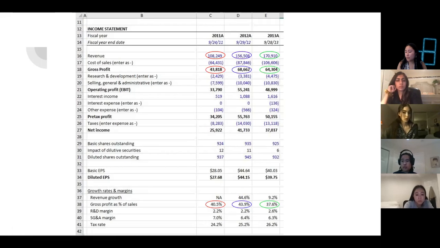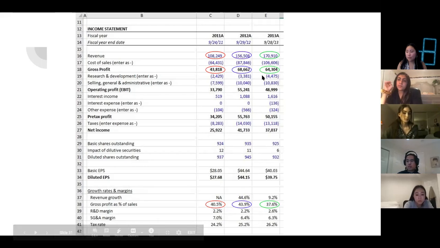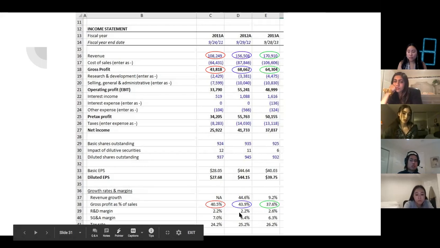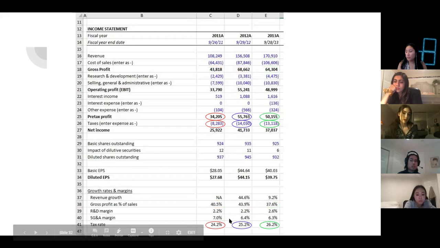Again, you can also get other percentages too, like the gross profit as a percent of sales. You would just take the gross profit divided by the revenue. You can quickly just use your calculator function, and you can get all these numbers as well. So when you look back in the slides, we've highlighted all these numbers for you, so they should be pretty straightforward as to how we got each percentage. Again, tax rate as well. You just take the taxes and divide by the pre-tax profit.